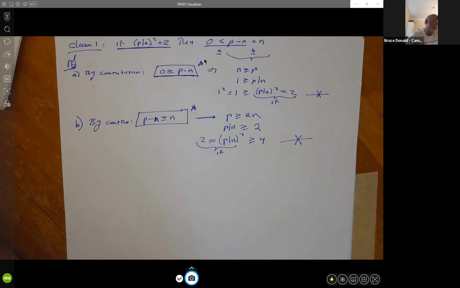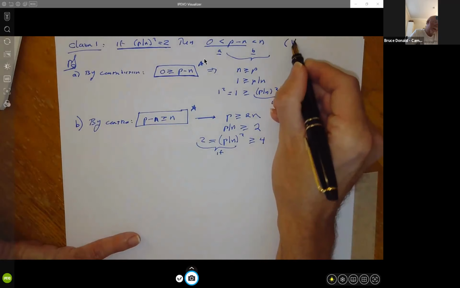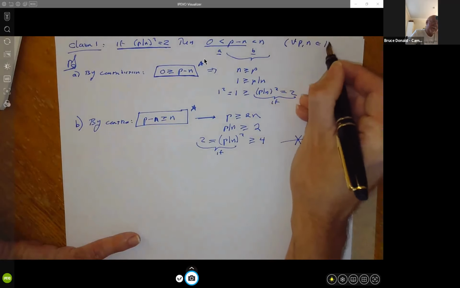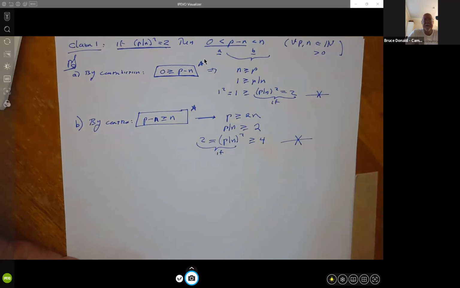If you wanted to do this, you would have to say in claim 1 that p and n are, let's just be conservative, positive integers. Claim 1 only holds for positive integers, and I only need it to hold for positive integers to make my proof work. And that's something you can prove pretty quickly. So suppose I just added to this: for all p, n natural numbers greater than 0. Now we're totally fine on this page, because p and n are natural numbers that aren't 0.